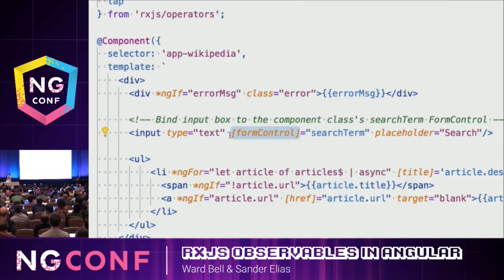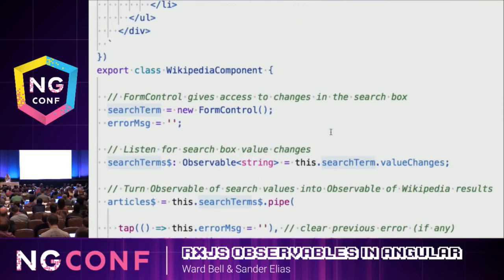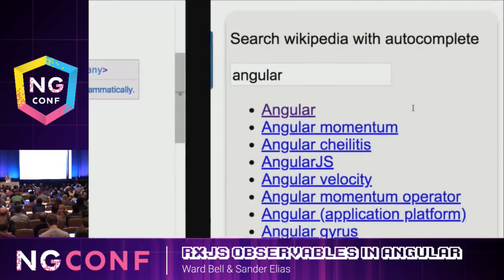We get to put this attribute, this directive on there called form control. And basically we say that this input box is under the form control of something called search term. And if we're lucky, there is a search term to bind to that is a new form control. It's a really minimal form. And one of the cool things about the search term form control is that it has a value changes property. And yes, you folks out there guessed it, that is an observable.